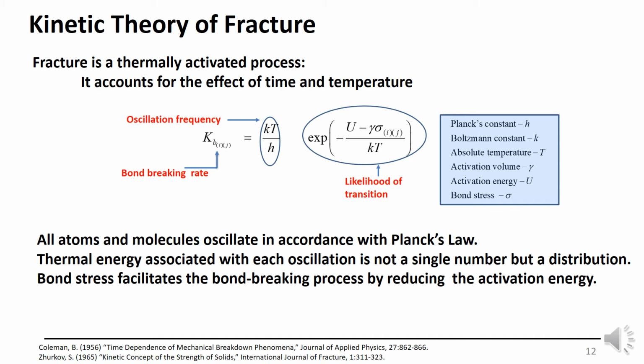And we have the bond breaking rate. This is k_b^ij. You have the oscillation frequency. h is Planck's constant. k is the Boltzmann constant. T is the absolute temperature. In this expression here, the exponent of the exponential function has the activation volume gamma, the activation energy U, and then we have the bond stress between i and j. So bond stress facilitates the bond breaking process by reducing the activation energy.